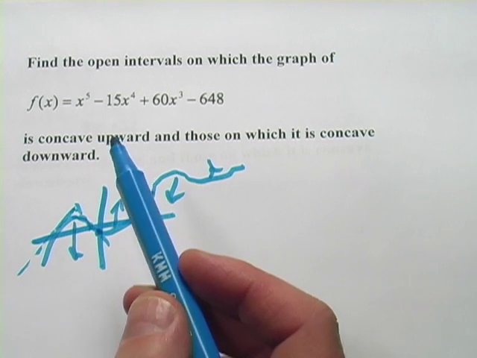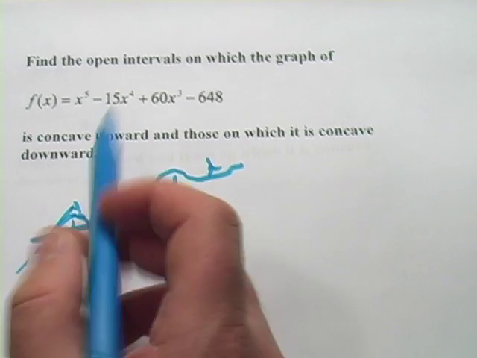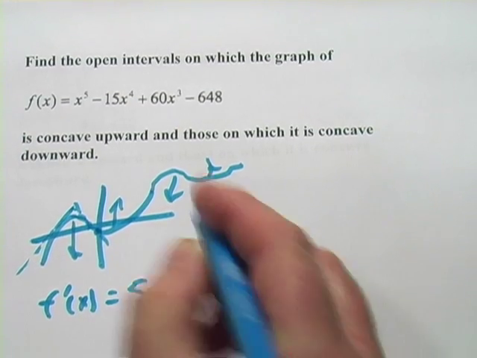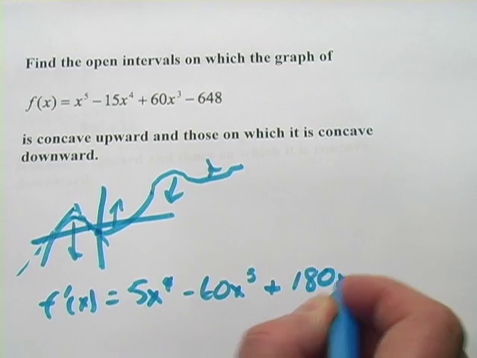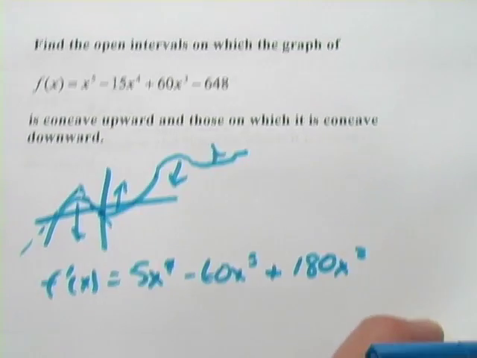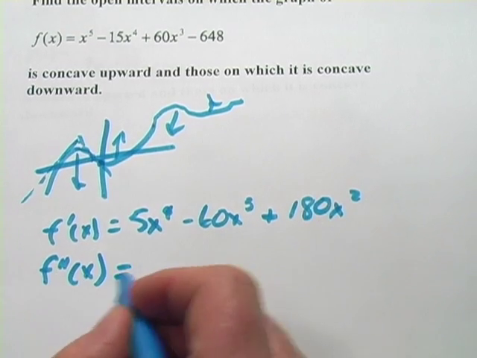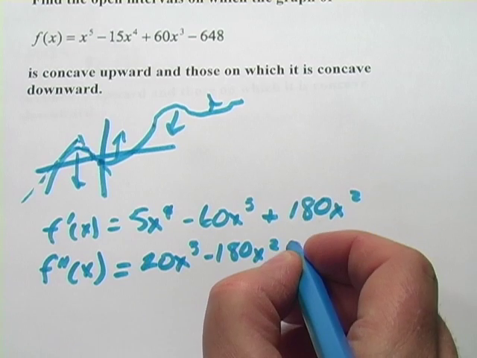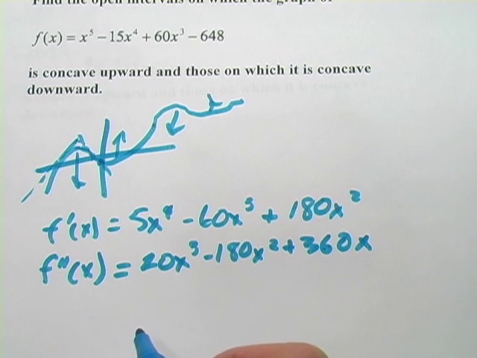Here we have the function f of x equals x to the fifth minus 15x to the fourth plus 60x to the third minus 648. And we're going to go ahead and take the first derivative of that function. We get 5x to the fourth minus 60x to the third plus 180x squared, and the 648 just disappears because that's a constant. And then we'll take the second derivative. So this is f double prime of x, and we've got 20x to the third minus 180x squared plus 360x.